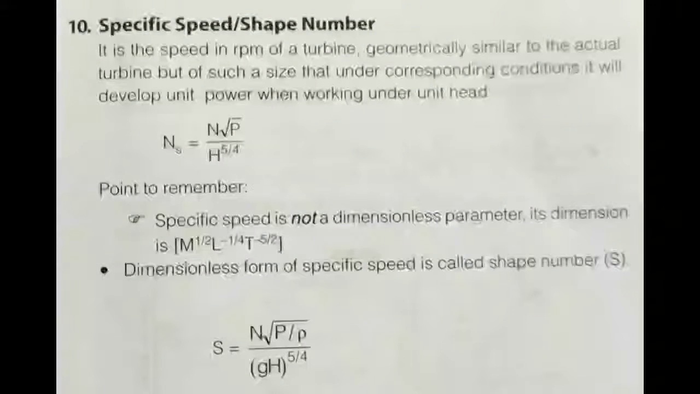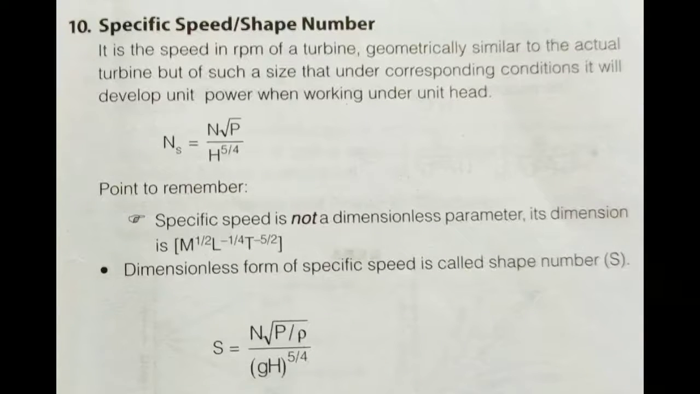Next is specific speed, or specific number. Very important. This definition must be known to every mechanical engineer. It is the speed in RPM of a turbine geometrically similar to the actual turbine but of such a size that under corresponding conditions it will develop unit power when working under unit head. That is Ns. Specific speed equal to N root P by H raised to 5 by 4. Point to remember: specific speed is not a dimensionless parameter. Its dimension is M^(1/2) L^(-1/4) T^(-5/2).